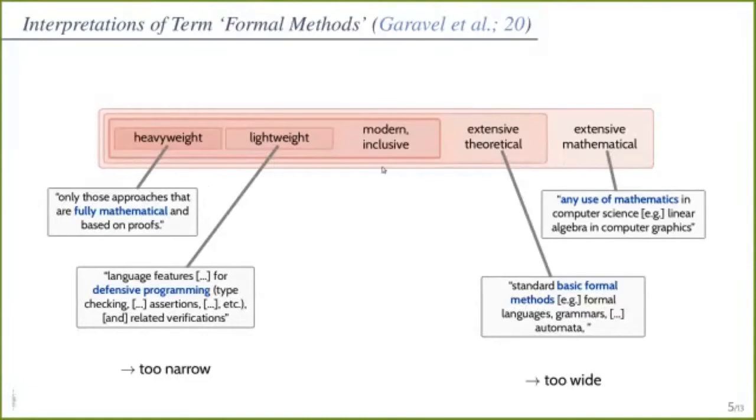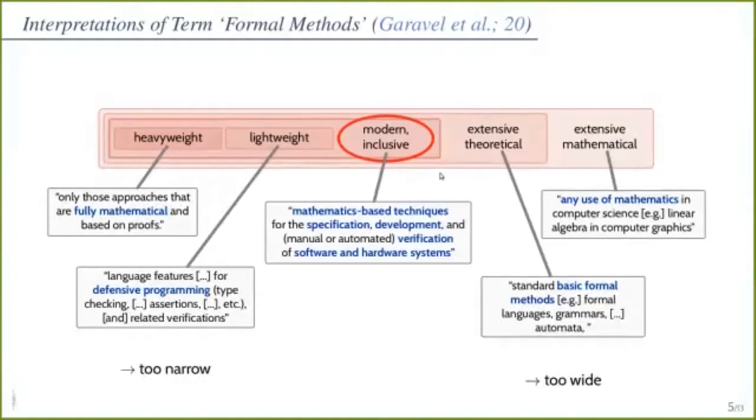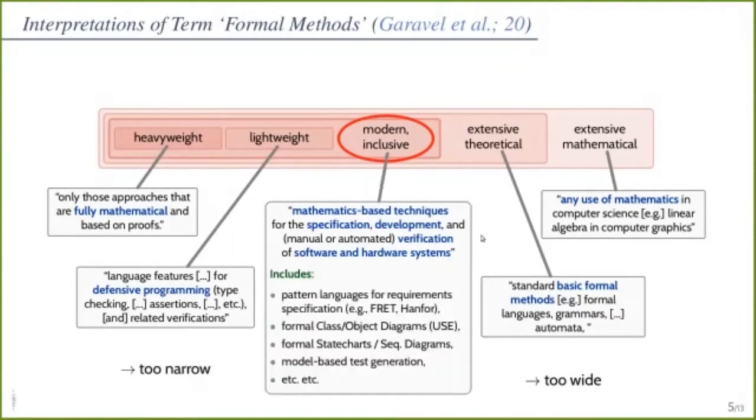And the report solution is in the middle, the modern inclusive interpretation of the term formal methods. It considers mathematics-based techniques for the specification, development, and verification of software and hardware systems. What does this mean? Well, suddenly we have included, for example, formal pattern languages in requirements engineering. We have all formal variants of class object diagrams, state charts, sequence diagrams included. So we have test generation from rigorous models and much, much more. And what this buys us is that this is today's industry critical system development.